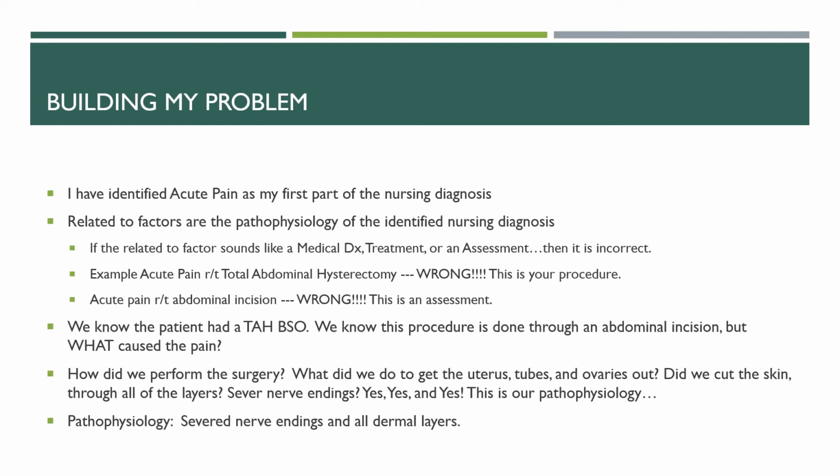We know the patient had a TAH and BSO. We know this procedure is done through an abdominal incision, but what caused that pain? How did we perform the surgery? What did we do to get to the uterus? What did we do to get to the tubes and get to the ovaries? And what did we do to get them out? Did we cut the skin through all of the layers? Did we sever the nerve endings? Yes, yes, yes. That's our pathophysiology. Pathophysiology is severed nerve endings in all dermal layers.